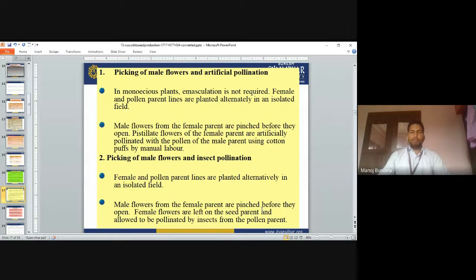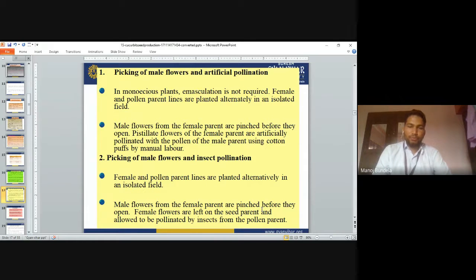From the female plant, male flowers will also come on the female flower plant, so those male flowers we have to remove. Only female flowers will grow. The female flowers are left on the seed parents and allowed to be pollinated by insects from the pollen parents.